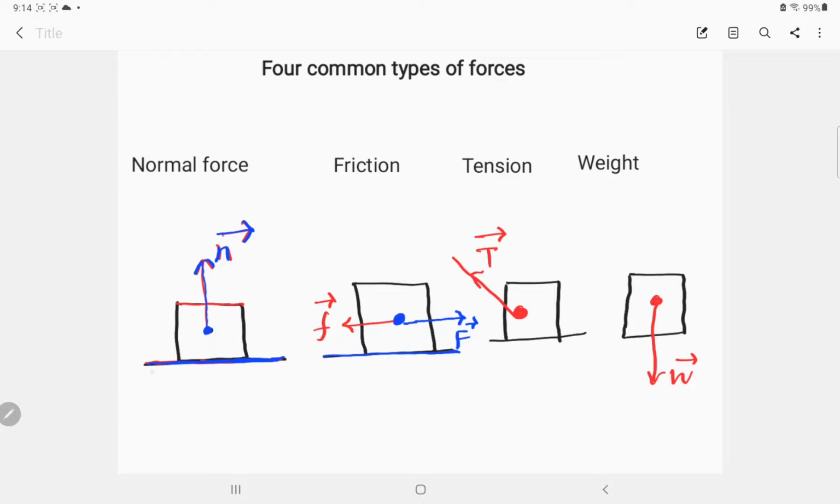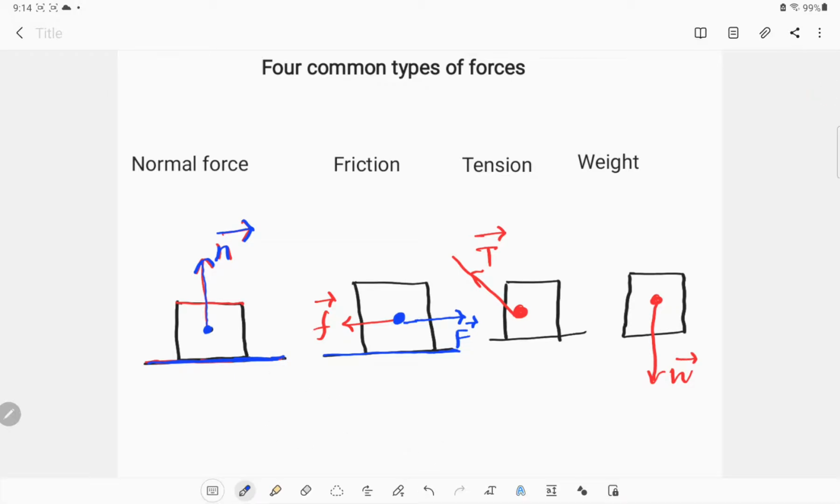For instance, this box is kept on a certain surface. When you keep this box on this surface, the force will act in the upward direction. This force is denoted by N, and it is a vector quantity because it has direction as well. It will always be perpendicular to the surface.